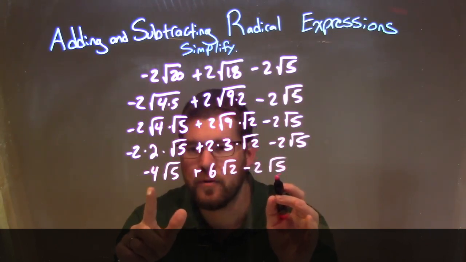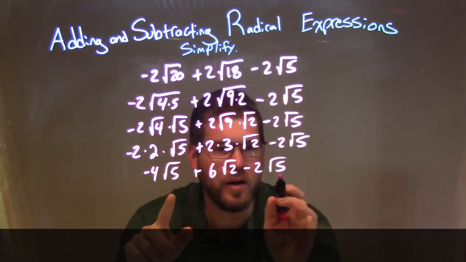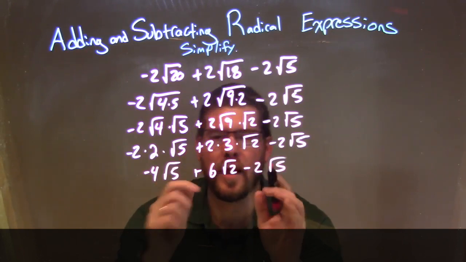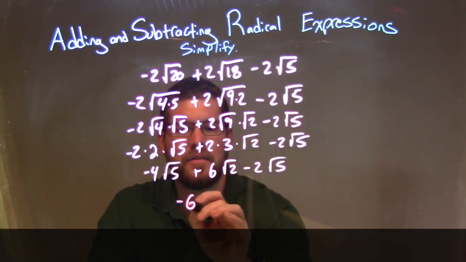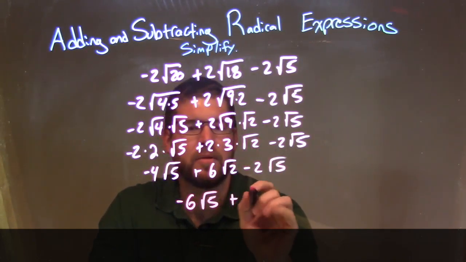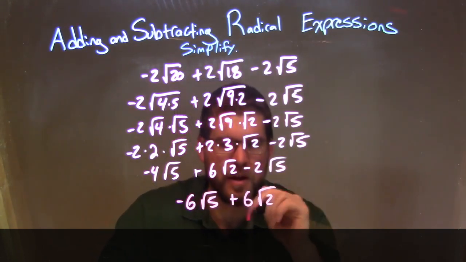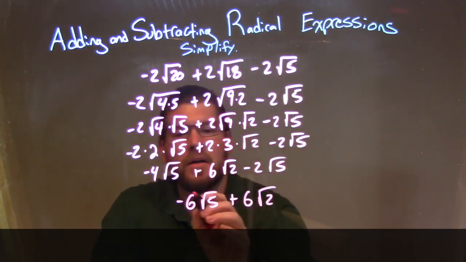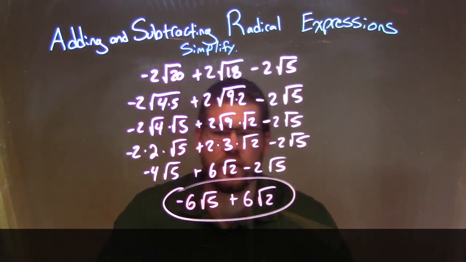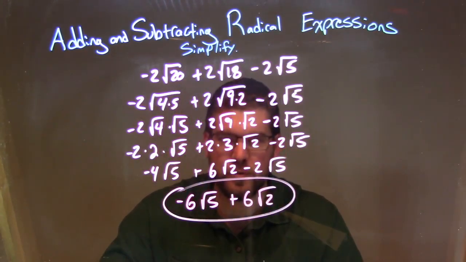So we had a negative 4 square root of 5 and a minus 2 square root of 5. We looked at the negative 4 and the minus 2. That comes up to be negative 6. So we have a negative 6 here, square root of 5, plus 6 square root of 2. The square root of 2 is just by itself. There's nothing else to combine it with. And so then our final answer here is just that negative 6 square root of 5 plus 6 square root of 2.